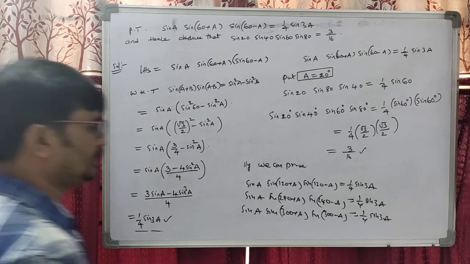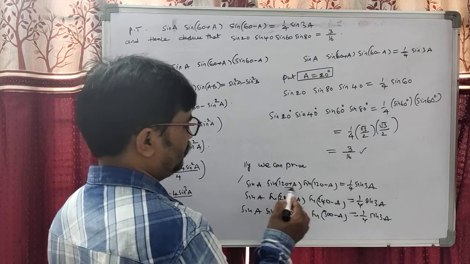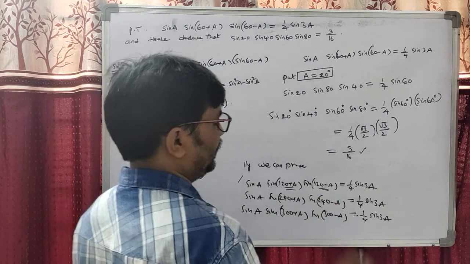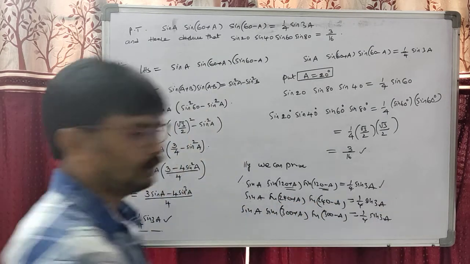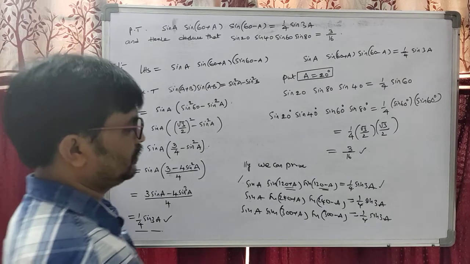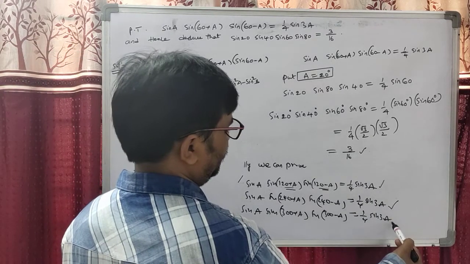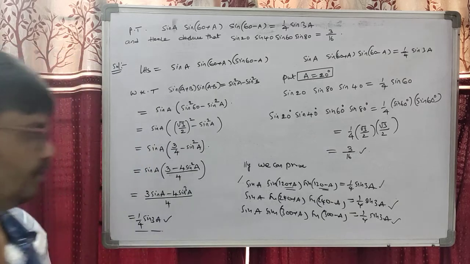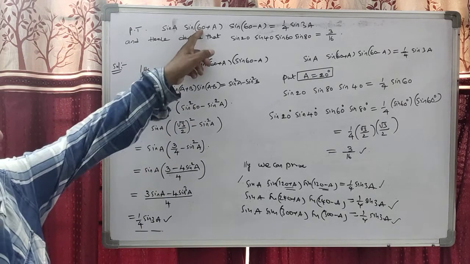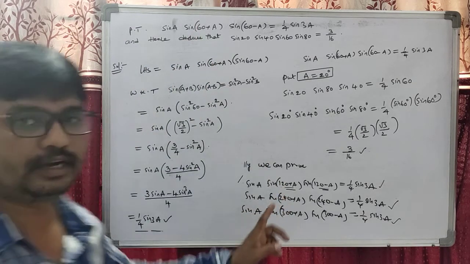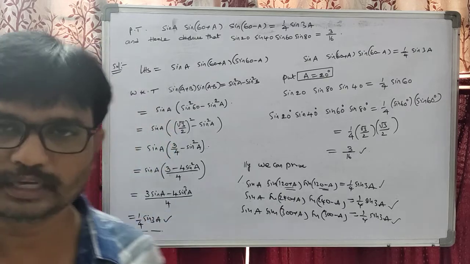How can you write this? Sine a, sine 120 plus a, sine 120 minus a is also 1 by 4 sine 3a. This is also 1 by 4 sine 3a, either with 60 or 120 or 240 or 300. Okay students.